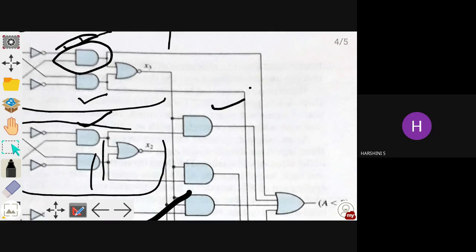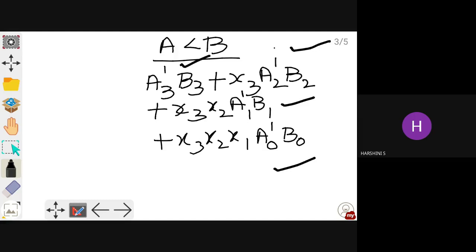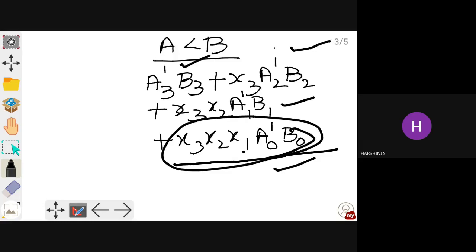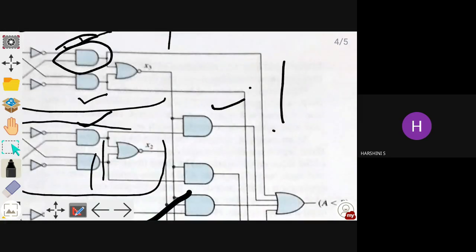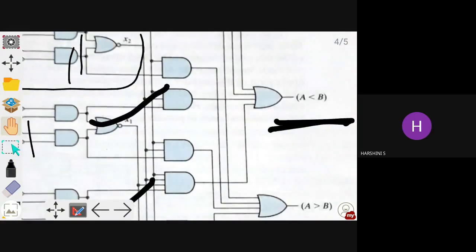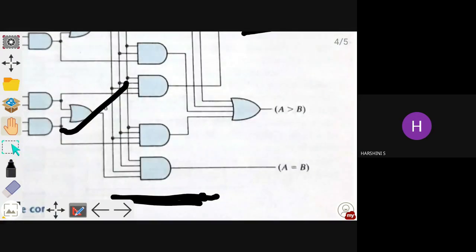So similarly for this expression, X3 X2 taken, and the output from the A1 dash B1 AND gate is taken and ANDed, and then they give it to the OR gate. Similarly here, X3 X2 X1, these three are taken, and the output from the A0 dash B0 AND gate is taken and ANDed, and then given to the OR gate. So that is your A less than B, and similarly A greater than B they have obtained.